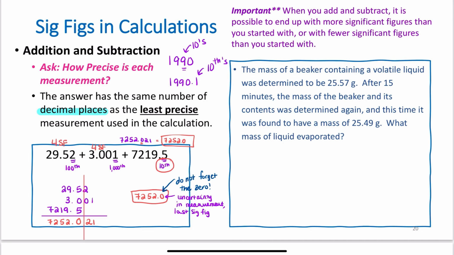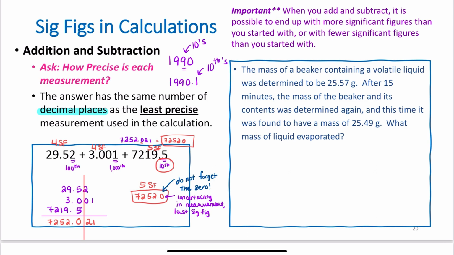3.001 had 4 sig figs, where 7219.5 had 5 sig figs. My final answer has 5 sig figs. So you will often see something end with more or less sig figs than it began with. This next question here emphasizes this a little bit more.